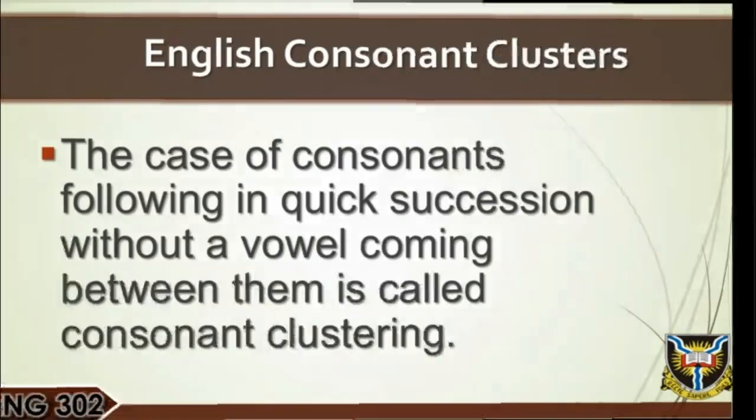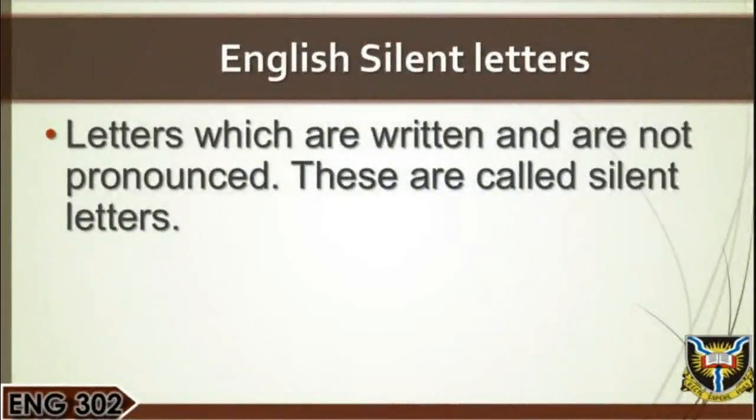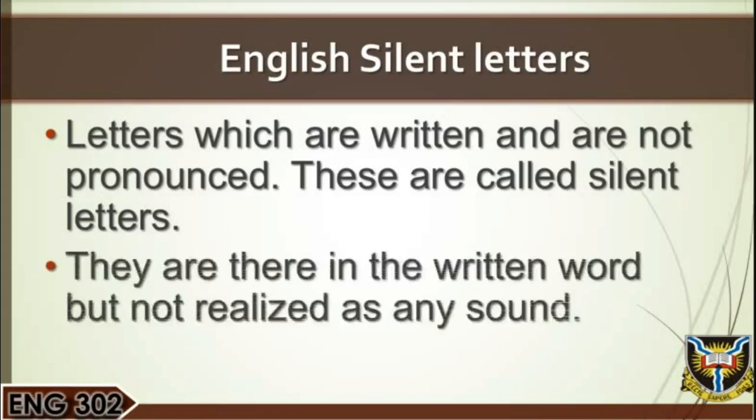English silent letters. As we have continued to emphasize in the spoken English, phonetics and phonology courses, there is no one-to-one correlation between English words and letters. One of the major characteristics of English that makes it different from most Nigerian languages is the fact that some letters which are written are not pronounced. These are called silent letters. They are there in the written word but not realized as any sound. When you spell such a word, the silent letters must be included. However, they must not be included in the pronunciation.